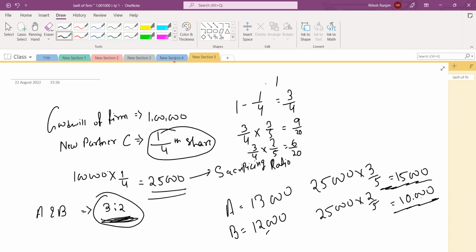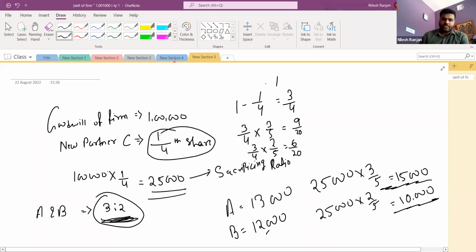So there is now a combination of two pieces of information in the question. One is goodwill and the second is profit sharing ratio. So you have to remember all of this to solve a question. You need to calculate the sacrificing ratio and new ratio first, and then proceed with the next part of the question.